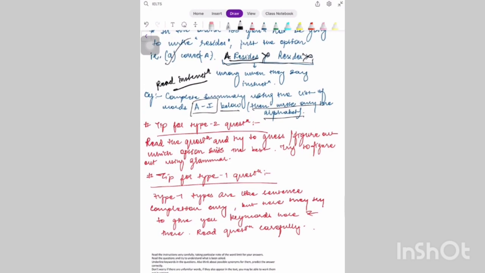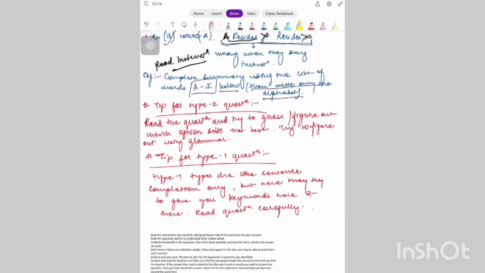Read the questions, and try to guess or figure out or predict which option suits best. Try to figure it out using grammar. It should not be that you have predicted an answer, but grammatically it's wrong. So look out for plural wordings and singular wordings. If there is an R written in a statement, then the answer would be in plural form, and S will always be there in the answer. Look out for the tenses. By grammar also the answer can be found.